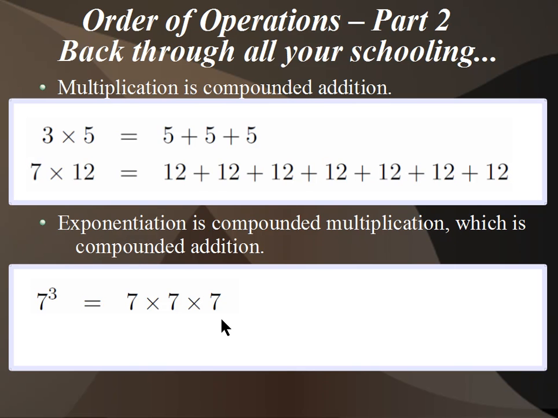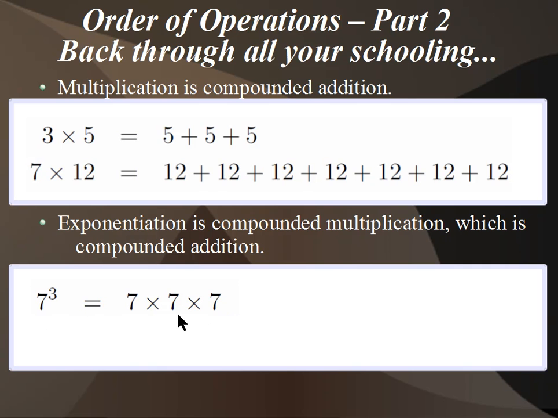7 to the third power, let's see, that's 49 times 7. So that would be 343. So that's much bigger than 21. And when we're using exponentiation, we find that our numbers grow really quickly. You can start with small numbers and end up with very large numbers.